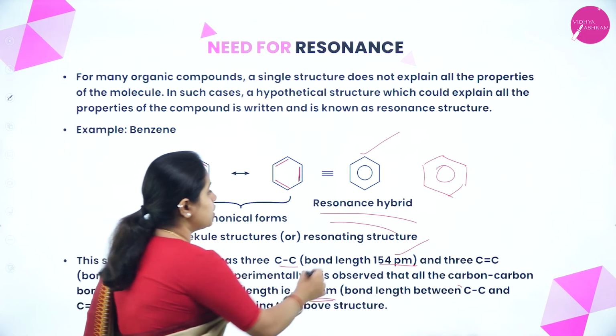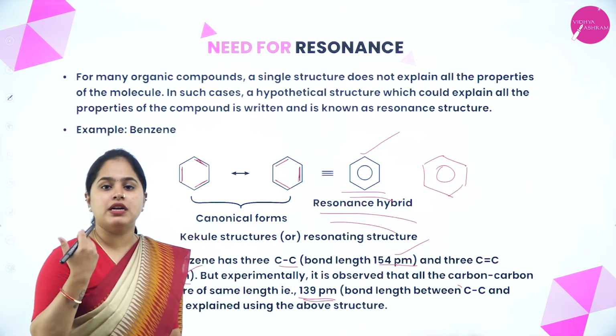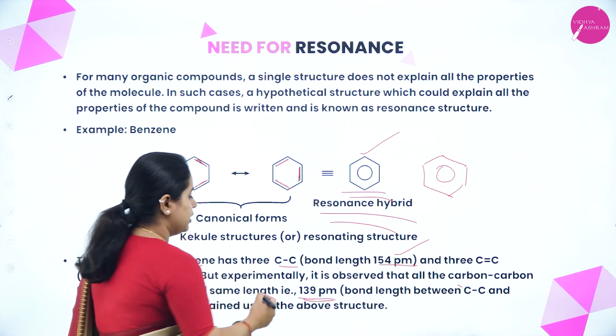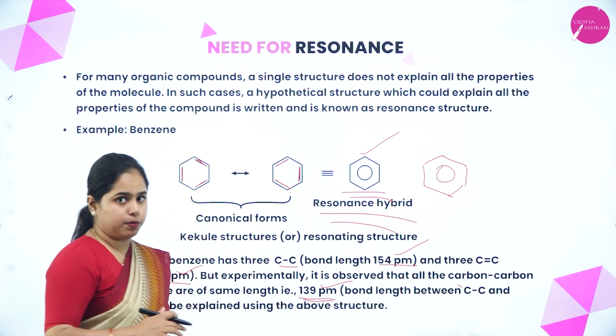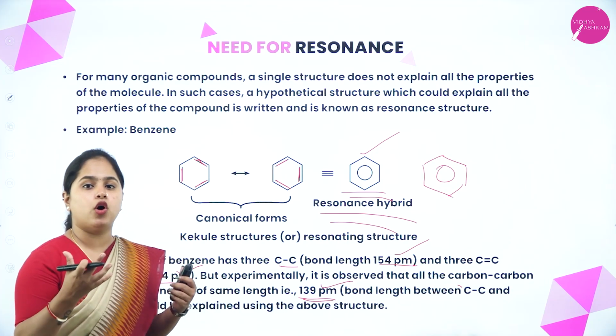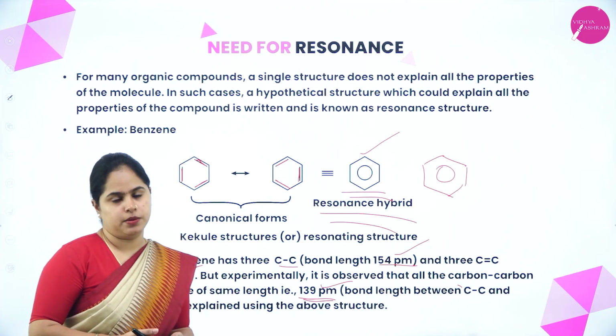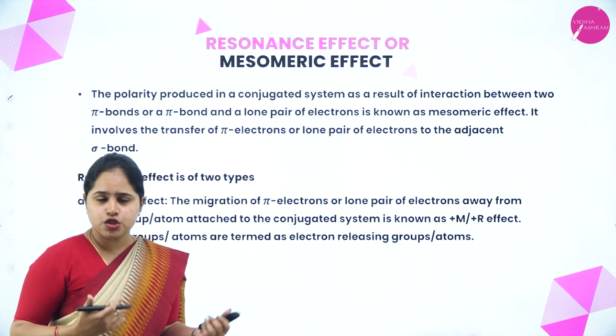Right. So in this resonance hybrid, all the carbon-carbon bonds will have the same bond length, that is 139 picometer. It is neither that of a double bond nor a single bond. So it has a bond length intermediate to both of them. That is why it is a resonance hybrid. Okay, clear? We understood what resonance is.